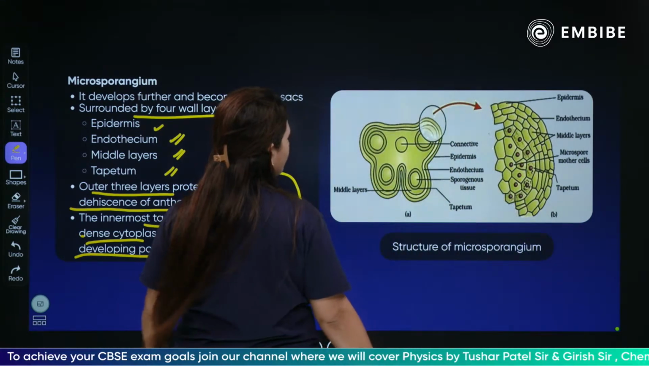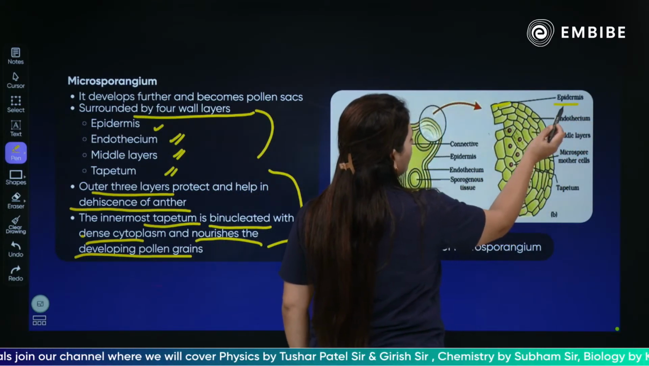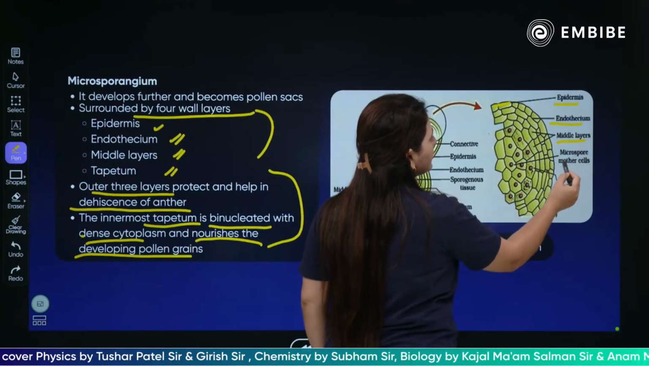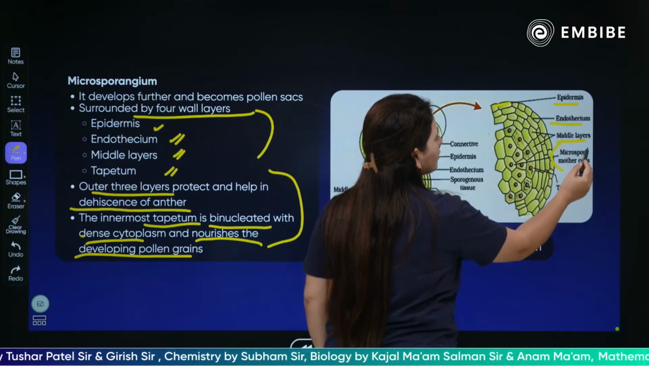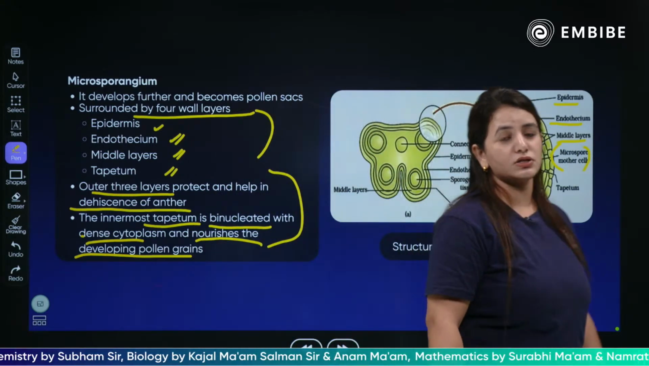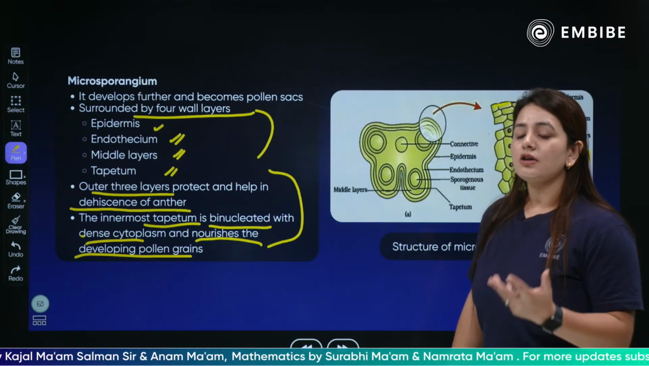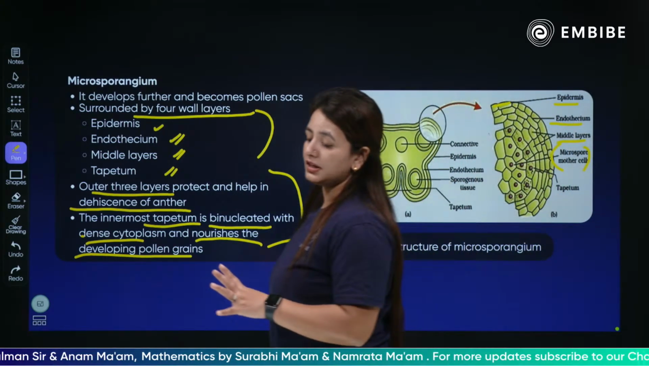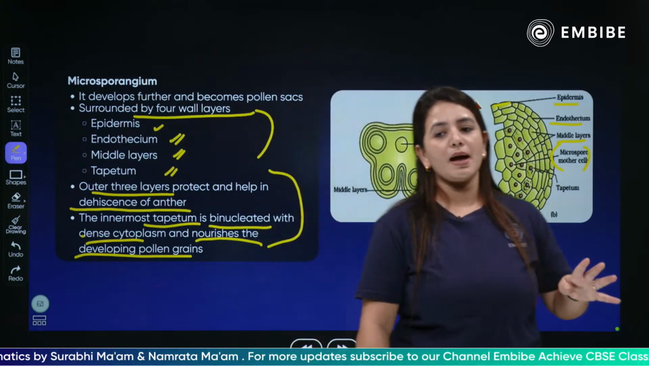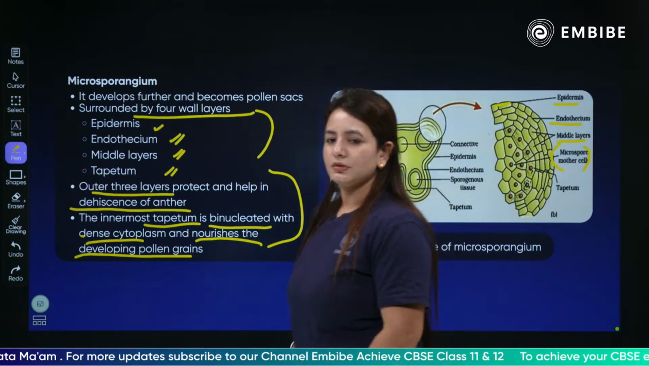As you can see in the picture, children, the outermost layer is the epidermis. After the epidermis, there is the endothecium and the middle layers, and finally there is the tapetum and there are microspore mother cells. Microspore mother cells will undergo division and lead to the formation of microspores. So children, these are the 4 layers of the microsporangia. I hope this is absolutely clear. Is this clear, children?